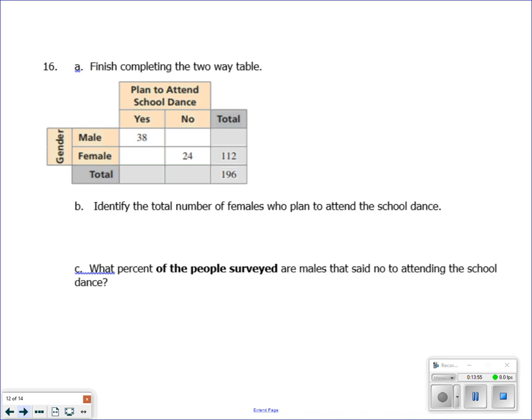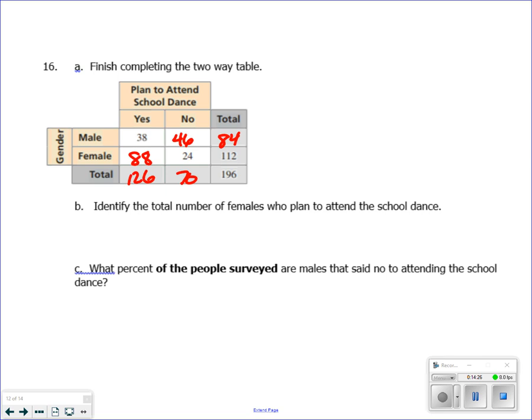Finish the table again. So again, you're filling in the information from what you know. So females, 112 total, 24 said no. That means 88 had to have said yes. Going down, 38 and 88 add up to 126. That means this number had to be 70 going across. Now going upward, 24 and 46 add up to 70, and then 38 and 46 going across adds up to 84. So you're filling in the missing information from what you know.